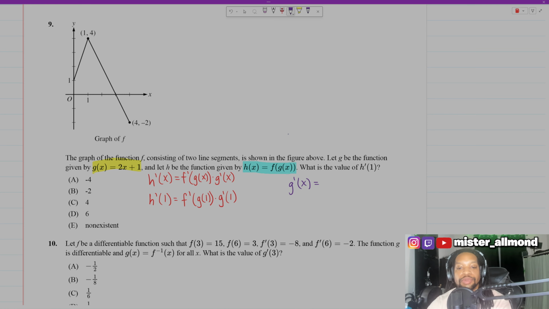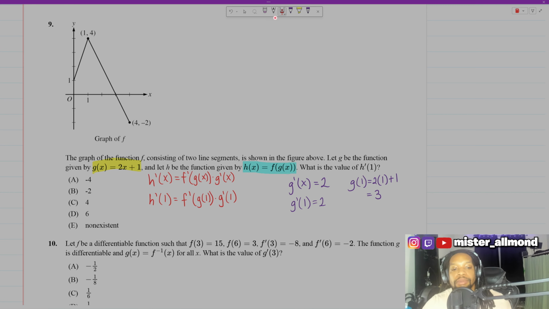So g prime of x would simply just be 2. Okay, that wasn't hard at all. I can actually see some people getting confused here. If they know g prime of x, then g prime of 1, well, there's no x to replace it with, so it's still just going to be 2. Okay, so now we need to find g of 1. This time I actually have x's to replace with 1. So 2 plus 1 is 3.